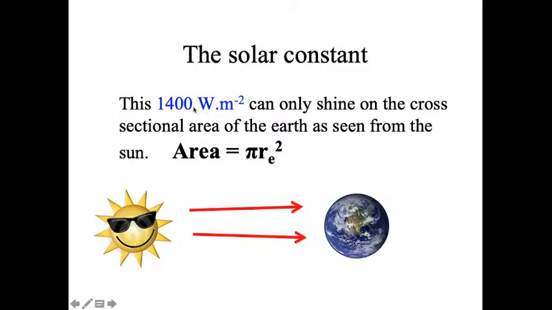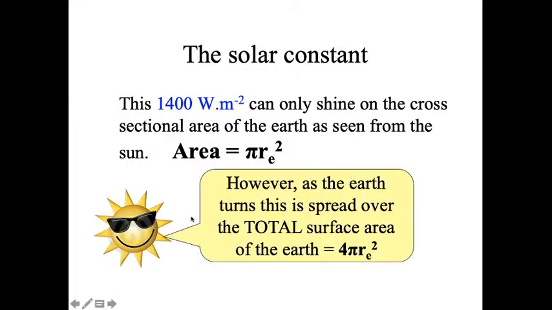So this means that our solar constant, our 1400 watts per meter squared, can only shine across the cross-sectional area of the Earth as seen from the sun. Right, so we're always going to have half of the world black. So the cross-sectional area of the Earth is pi, because we're working with a sphere, times r squared, where r is the radius of the Earth. However, as the Earth turns, this is spread over the total surface of the Earth, which becomes 4 pi r squared.